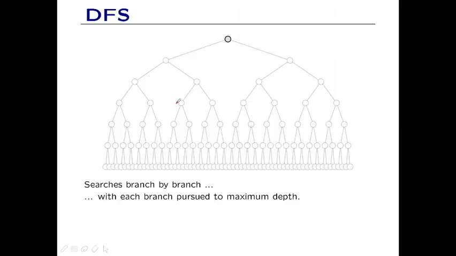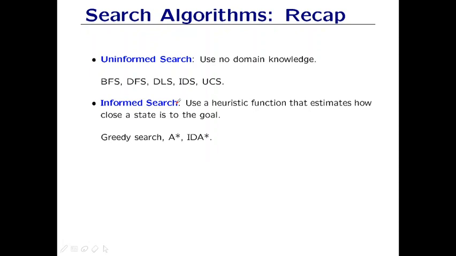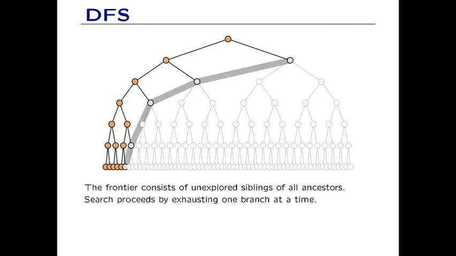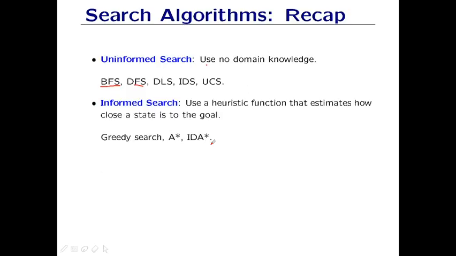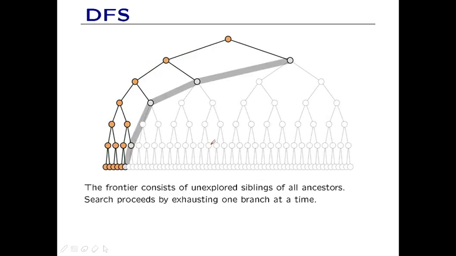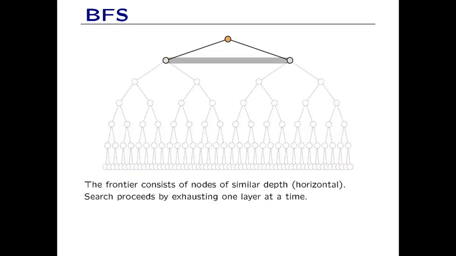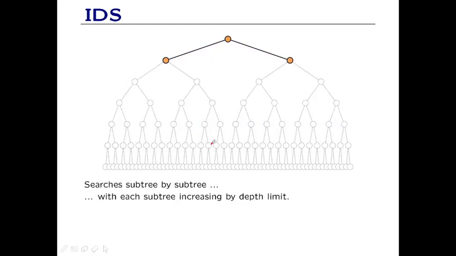So let me tell you about different types of uninformed search. There are breadth first search, depth first search, and more. And informed search are these three. Now let me explain the third, that is IDS, iterative deepening search. So let me explain all of these first.